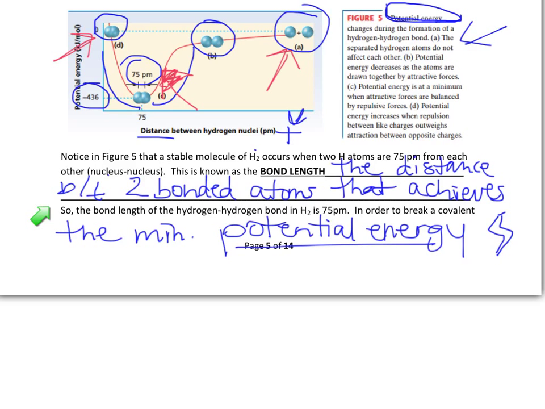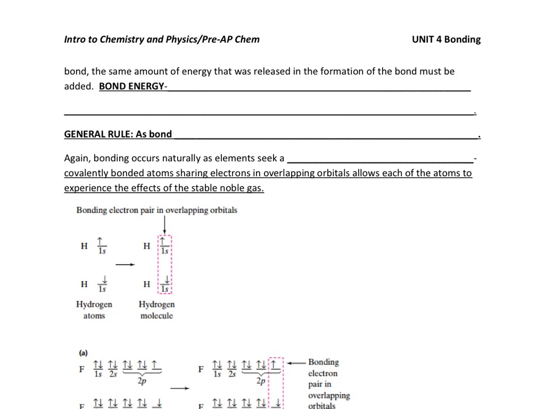And so we're back here. It says the bond length of the hydrogen-hydrogen bond in H2 is 75 picometers. In order to break a covalent bond, you have to put that much energy back into it to overcome it and break that bond. And that's on the next page or the bottom part of yours. So the same amount of energy that was released in the formation of the bond must be added. And this is the bond energy.